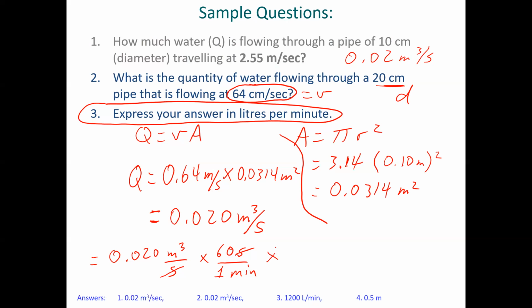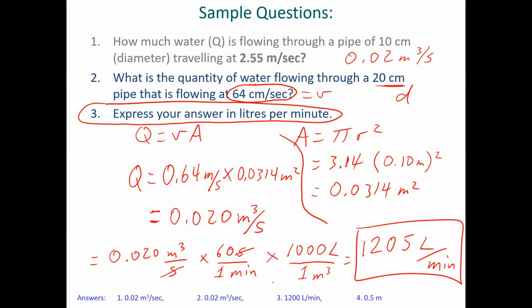So my second step, like I said, I'm sort of doing this all at once, is I'm converting cubic meters to liters. So that means I have to put liters on the top. And it turns out the conversion is that 1,000 liters is 1 cubic meter. Okay, so again, the math, right? 0.02 times 60 times 1,000. And I get 1,205 liters per minute.